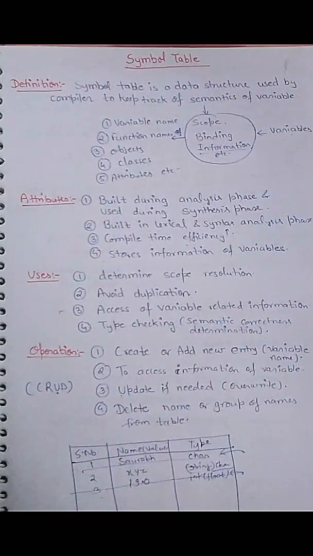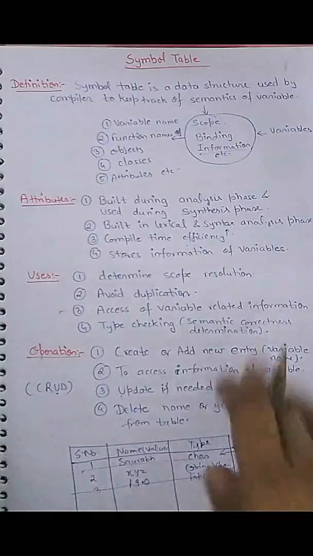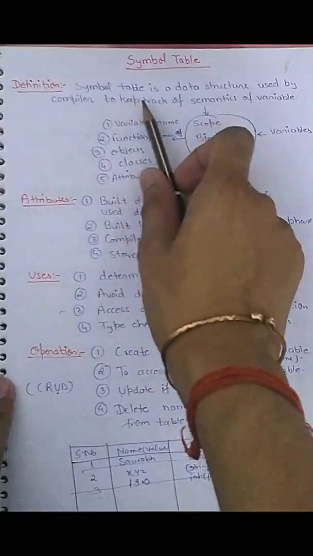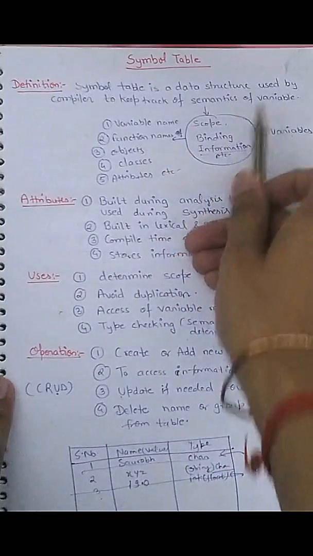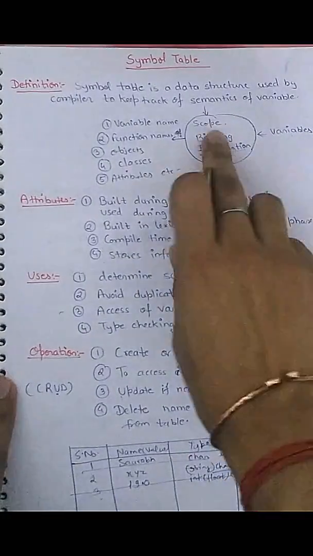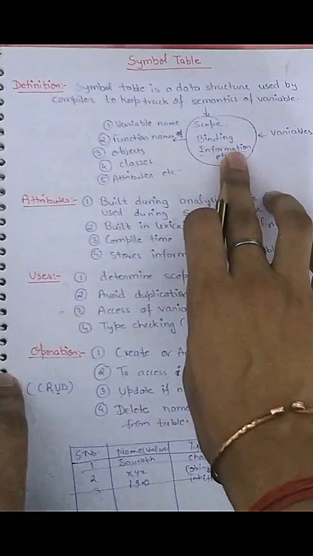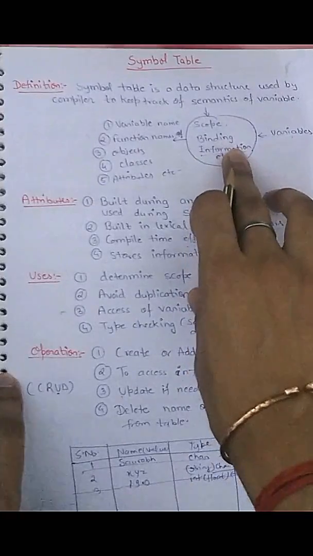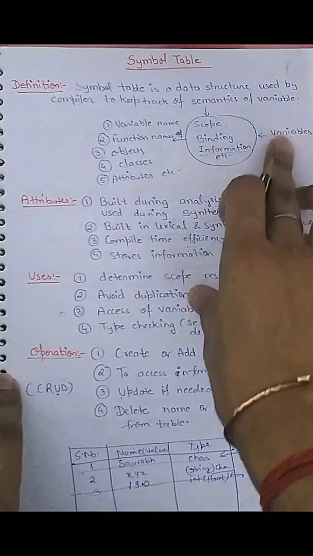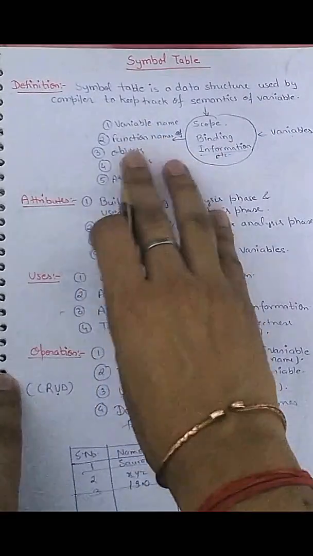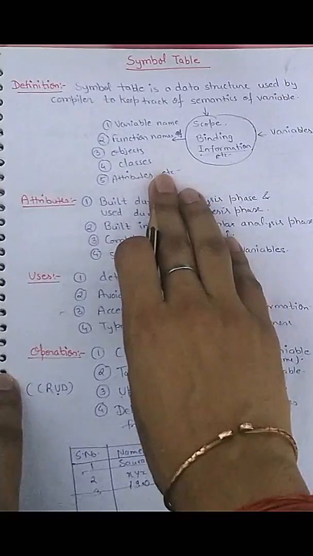Today we will talk about symbol table. So what is a symbol table? First we should go through definitions. The formal definition says that a symbol table is a data structure used by a compiler to keep track of semantics of variables. What are the semantics? It may be the scope of a variable, binding information, or any other type of semantic rule which is followed by any variable. Some of these are variable names, function names, objects, classes, attributes, etc.